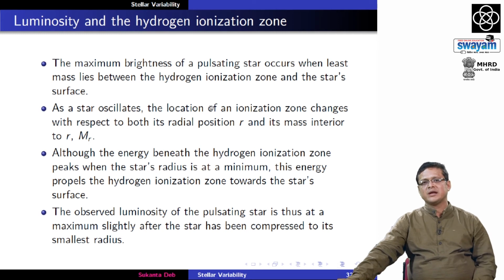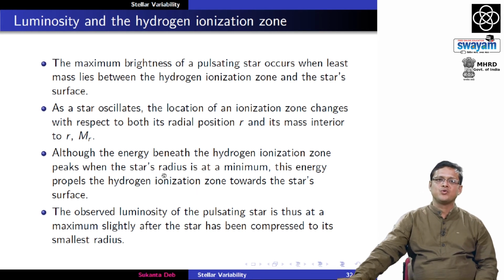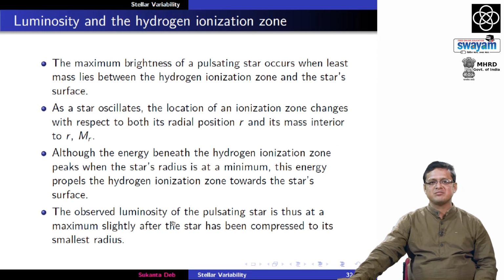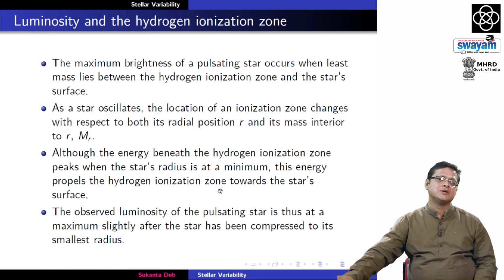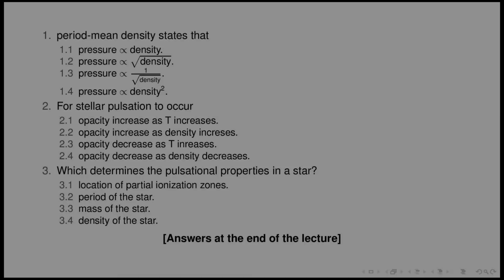The energy beneath the ionization layer peaks when the star's radius is at a minimum. This energy propels the hydrogen ionization zone towards the star surface. The observed luminosity of the pulsating star is thus at a maximum slightly after the star has been compressed to its smallest radius.